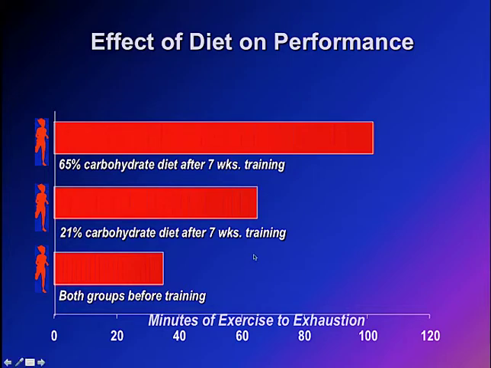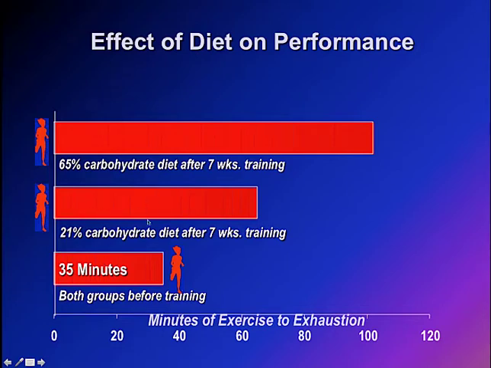There was a study that was done by Costill a while back. It's kind of an interesting study where he took people who weren't training, and he found that these people could exercise maybe 35 minutes without training. And then he trained them for 7 weeks. With one group, he gave them a high carbohydrate diet, about 65% of total calories, and the other group he gave a relatively lower carbohydrate, higher protein diet.